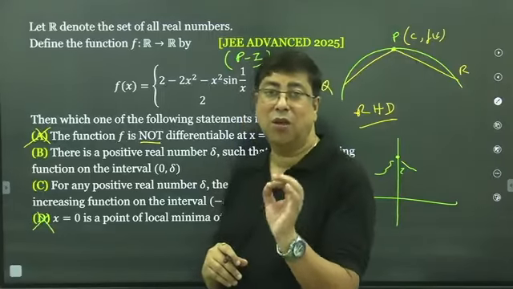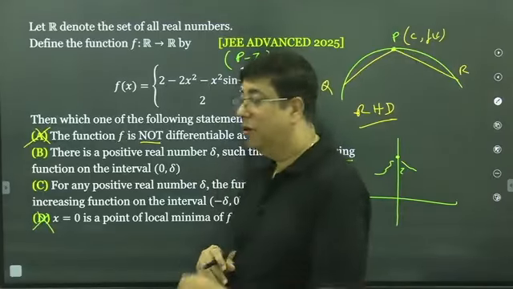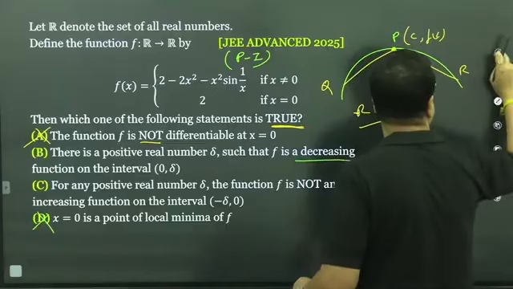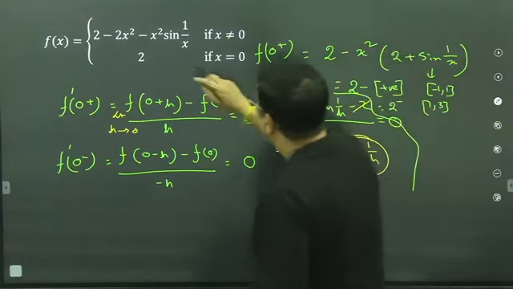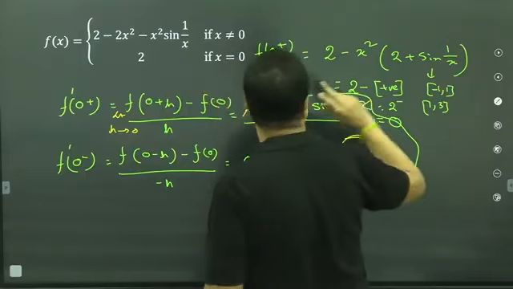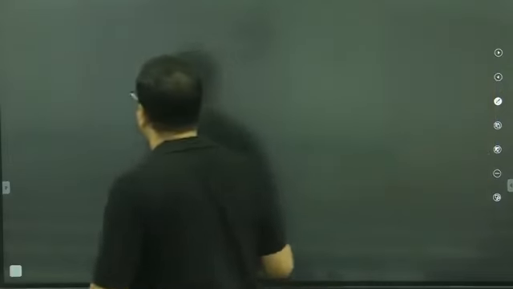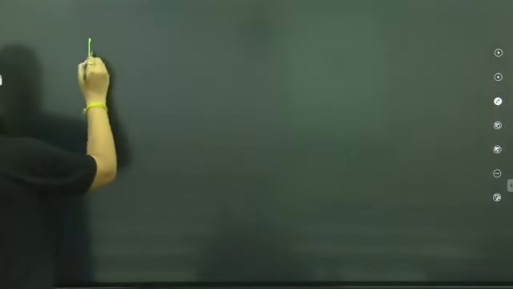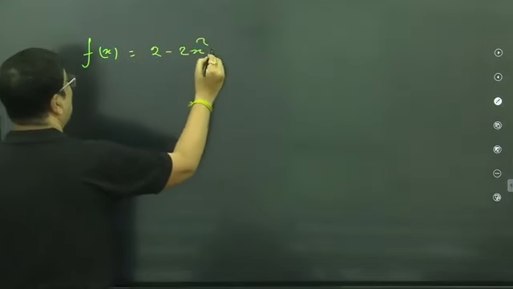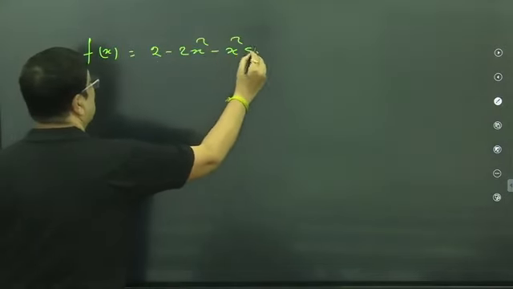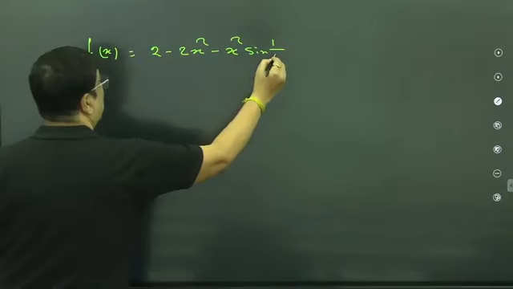The question with this question only. This is the question of the problem. Okay. So, let's see this. Let's discuss this. So, f(x) equal to 2 minus 2x square minus x square sine 1 by x.